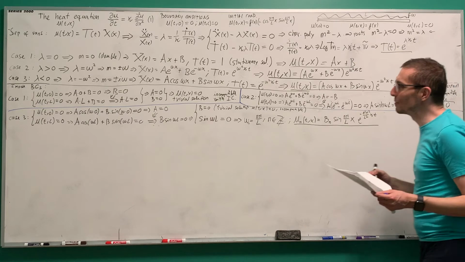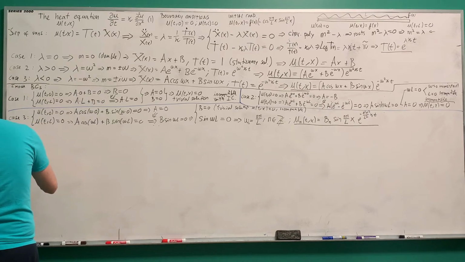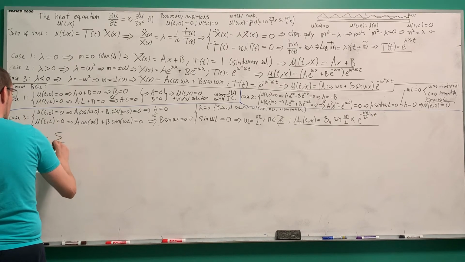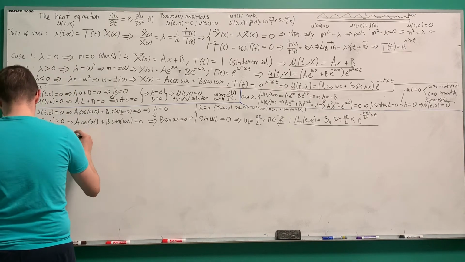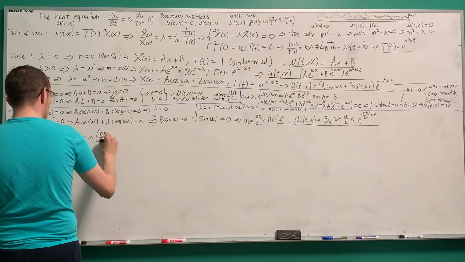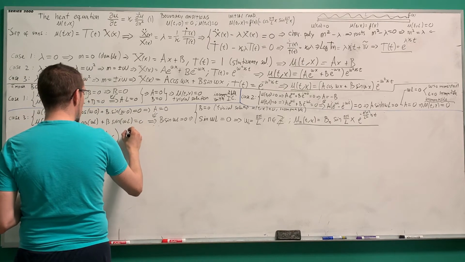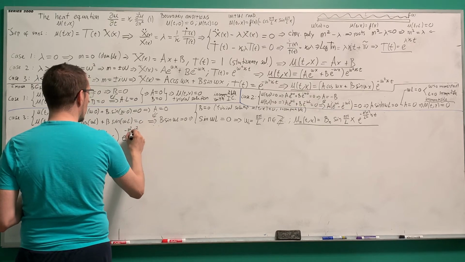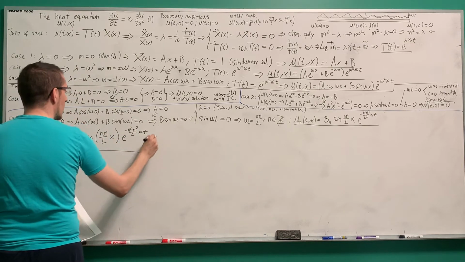Now, let's write then what the solution is going to be. The solution is going to be u of t, x, it's equal to the sum from n equals 1 to infinity of b n sine n pi over L x multiplied by e to the minus n squared pi squared divided by L squared kappa t. This is the general solution.